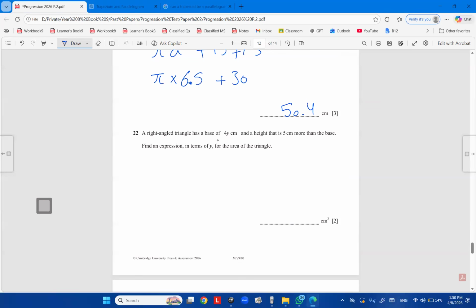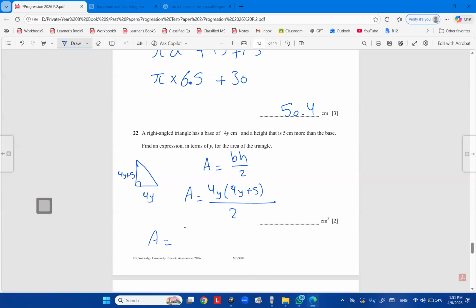A right-angled triangle has a base. Here's the right-angled triangle. They're saying to you, it has a base 4y and a height 5. No, they didn't say 5. They said a height 5 centimeters more than the base. So it is 4y plus 5. Find an expression in terms of y for the area of the triangle. A equals base times height over 2. So A equals 4y multiplied by 4y plus 5. This is the base, this is the height, divided by 2.